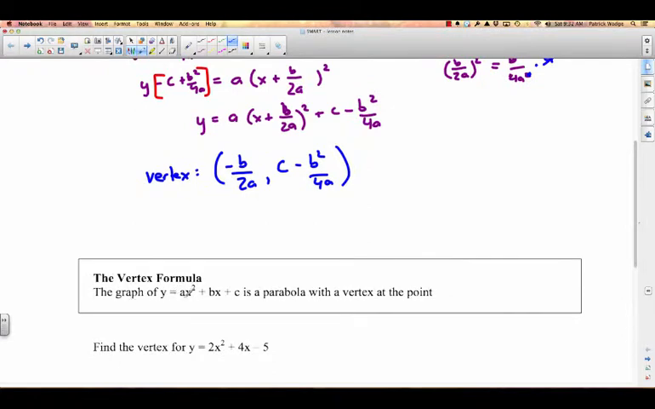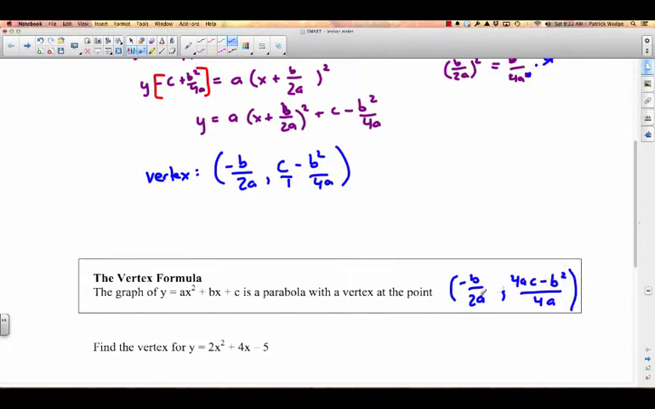The graph of y equals ax squared plus bx plus c is a parabola with a vertex at the point negative b over 2a. And why don't we switch the second one so it has a common denominator? So this is c over 1. I could multiply top and bottom by 4a, so I'd get 4ac minus b squared all over 4a. You can write it like this if you want, or you can write it like this. I think it might be a little bit simpler.